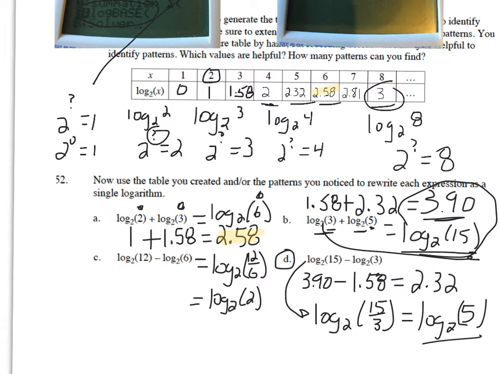So let's just try that out. The log base 2 of 12 is 3.58. Now I got that by using that log solver on my calculator, minus the log base 2 of 6, which is 2.58. And if I subtract those, I get 1. Well, 2 to what power gives me 2? 1. So what we've developed are a couple of properties.